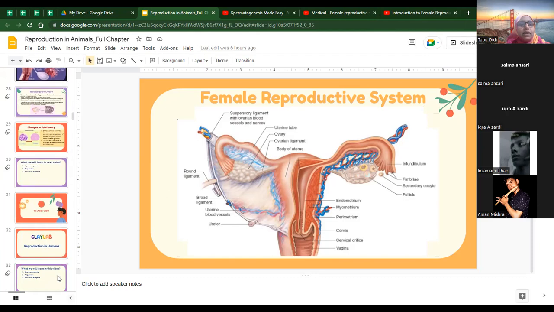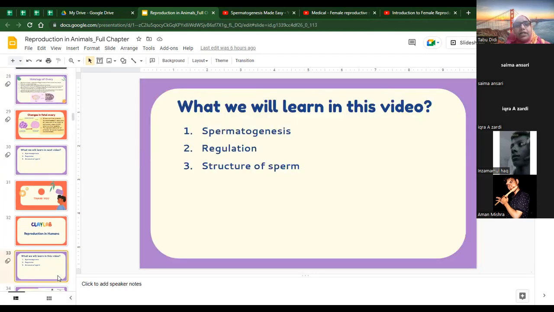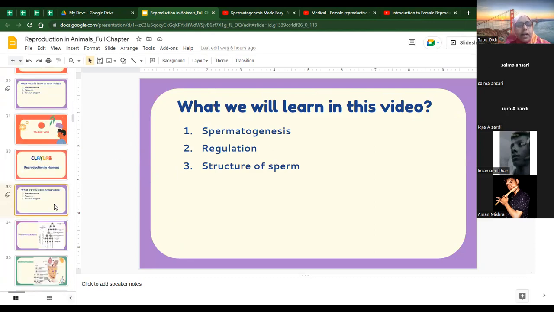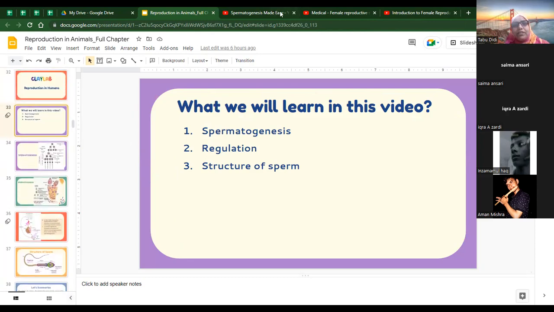Then we will revise spermatogenesis and structure of sperm, and whatever doubts you have, you might have noted while listening to the recorded video, or the doubt might arise now also, so you can ask as and when we are going through the revision recap. After that I will share with you an exit quiz link on female reproductive system and spermatogenesis, so we will attempt that in the latter part of the class.